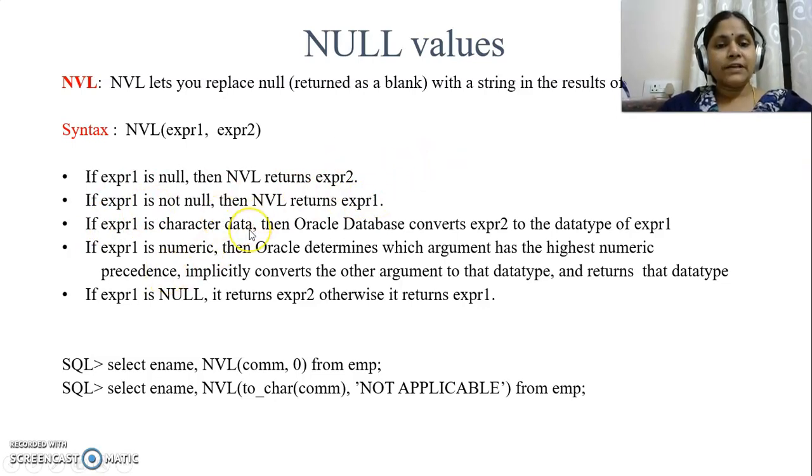If expression 1 is character data, then the Oracle database converts expression 2 to the data type of expression 1. Similarly, if expression 1 is numeric, then it will consider the highest numeric precedence and return that data type. If expression 1 is null, then it returns expression 2, like we explained here. So now, select ename comma NVL of commission comma 0 from the EMP. Like this we can use the function. This is another example we can see here.